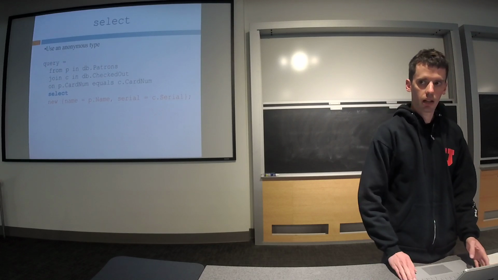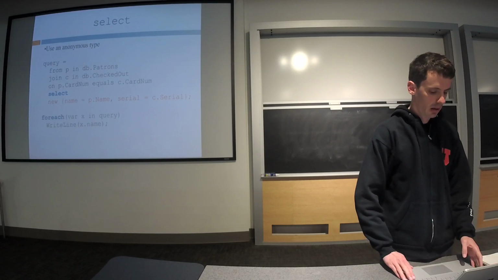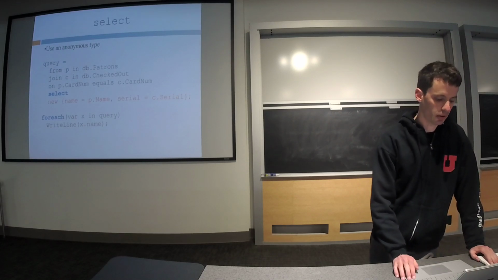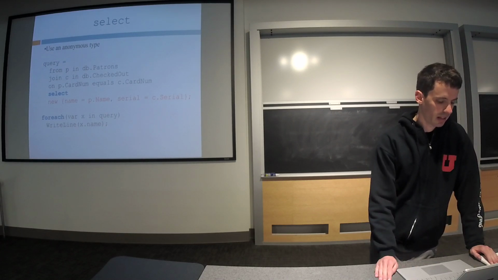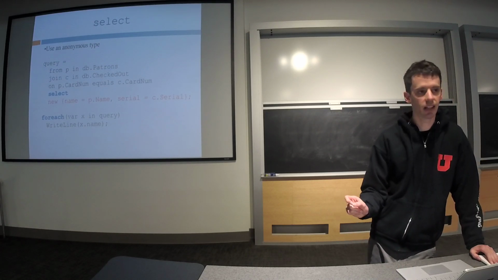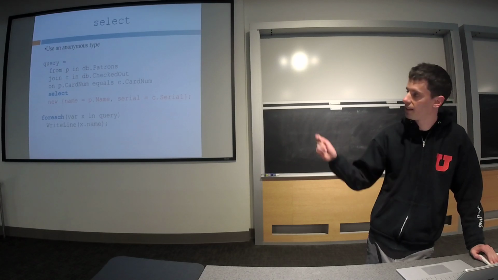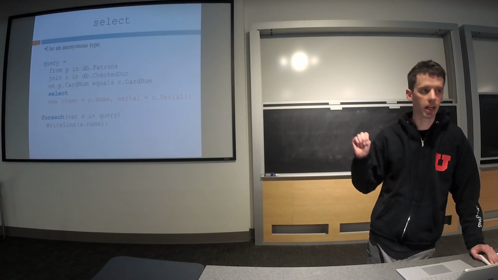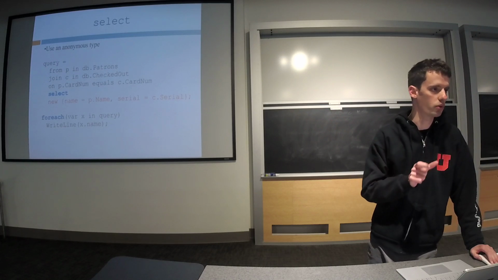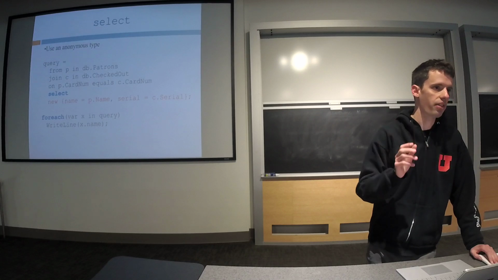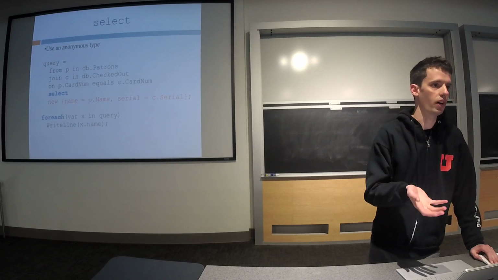Okay? And then the query is an enumerable, so I can do a foreach loop, and we don't know what the type is inside of the enumerable. All we know is that it has something called name and it has something called serial. So I have to use var here. I can't say something like foreach thing X. I have to use var.